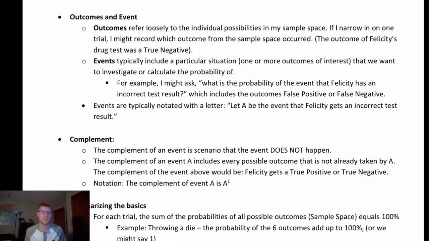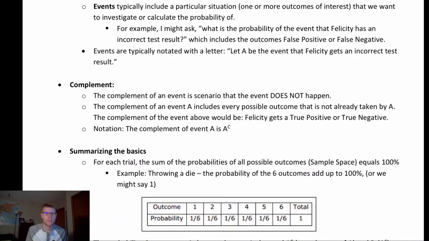talking about assessing likelihood. We often notate an event with a letter. So we'll say, let A be the event that Felicity gets an incorrect test result, right? So then A is going to represent that event, and we'll talk about the probability of A being true or the probability of A not being true.